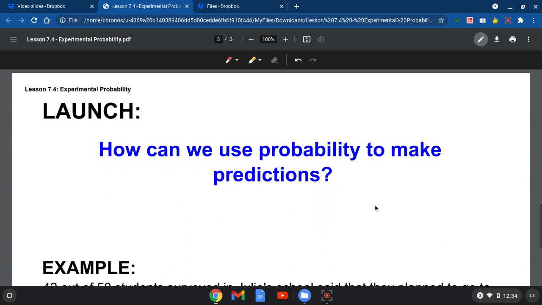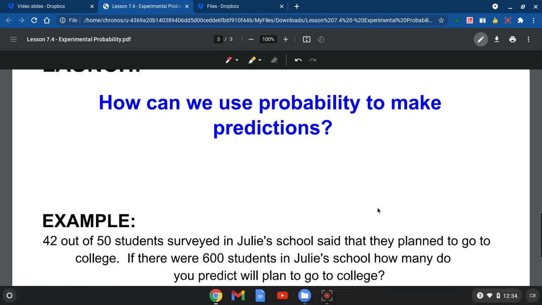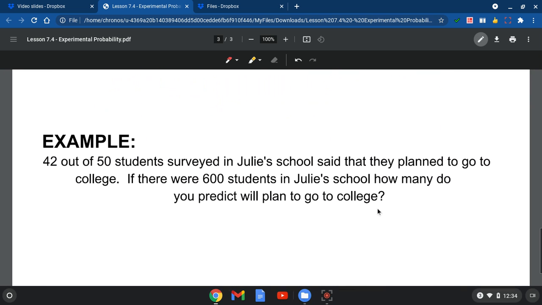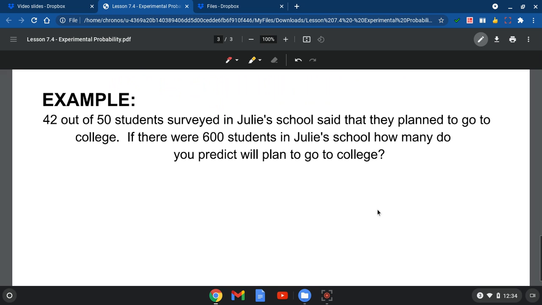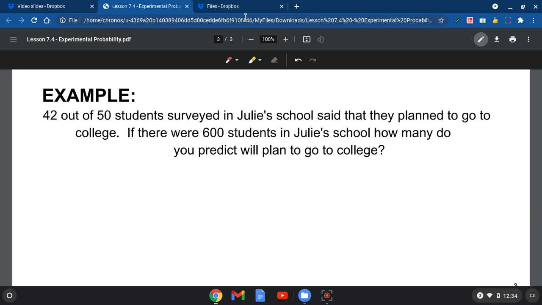Let's take a look at another example. How can we use probability to make predictions? Here is another example of an experimental probability. 42 out of 50 students surveyed in Julie's school said that they planned to go to college. If there were 600 students in Julie's school, how many do you predict will plan to go to college?